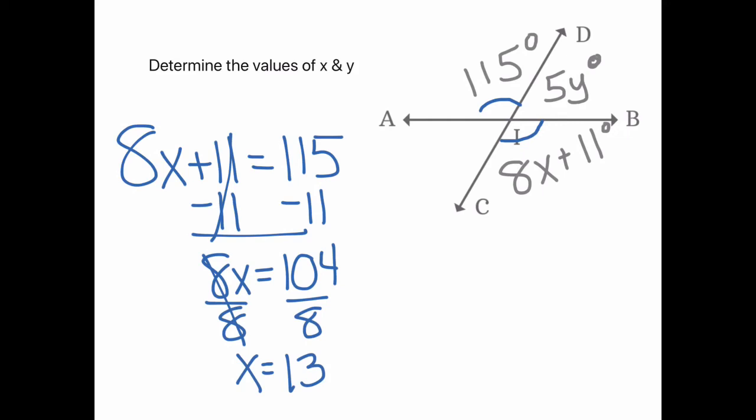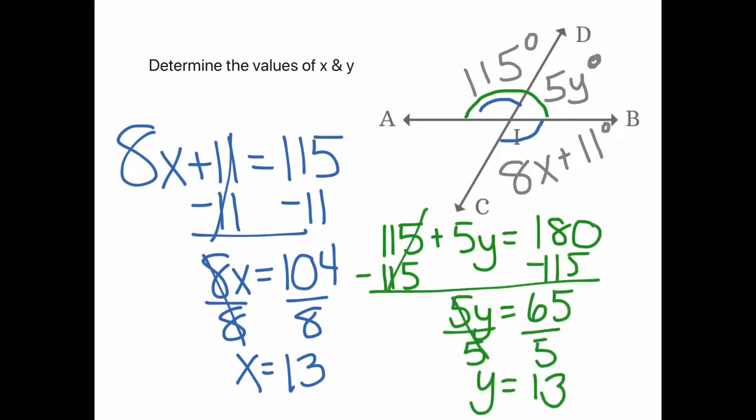And then to solve for 5y, I have to remember that these two angles here are supplementary. They add up to 180. So 115 plus the 5y equals 180. And then I solve this using algebra. And I get, again, that y equals 13. And since they asked us for the values of x and y, that's all we have to worry about for this question.